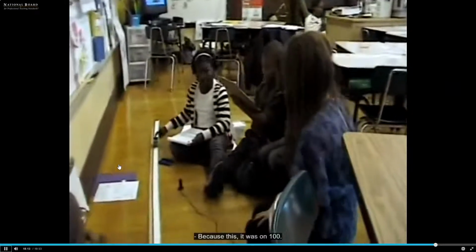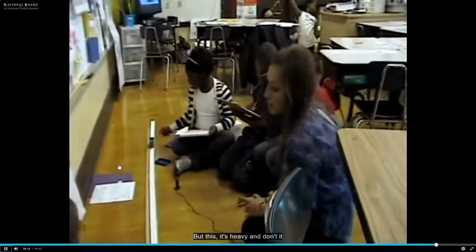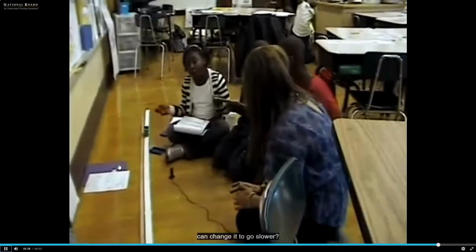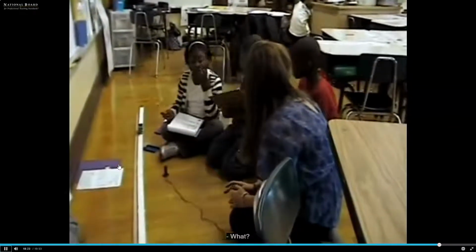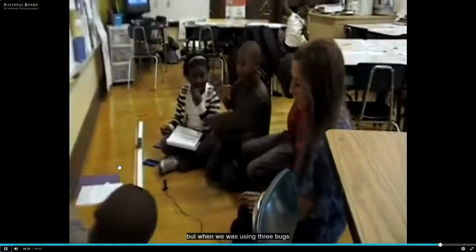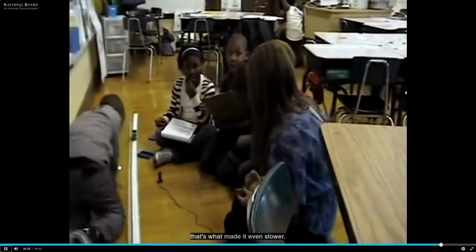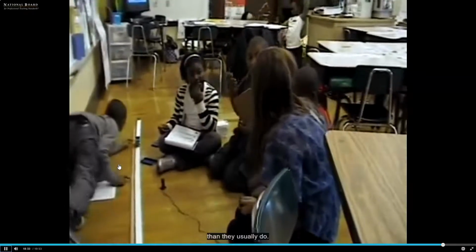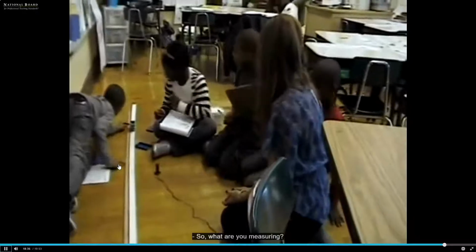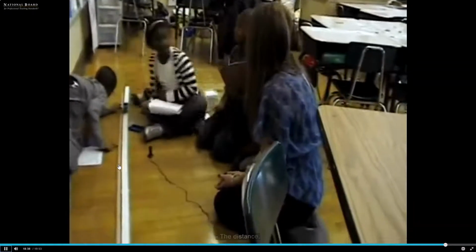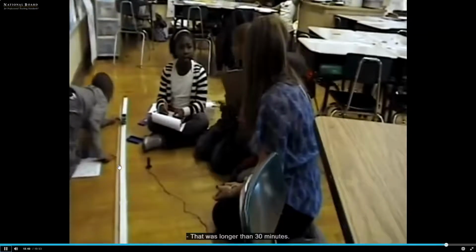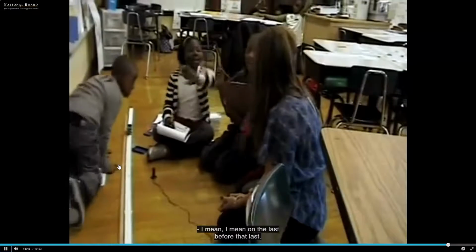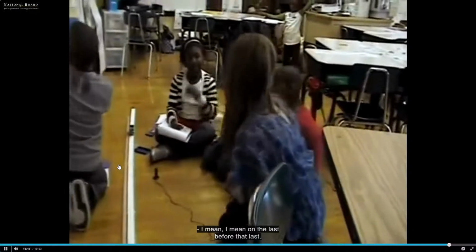Because this, it was on 100. But this, it's heavy and doesn't it make it go slower? But when we were using 3 buckets, that's what made it even slower. But since we're using this, it's going to go faster than usual. What are you measuring? The distance. That was 149, like we did on the last experiment. Did we measure distance? I mean, the one before that last. Oh, when you were doing the different surfaces? Yeah.